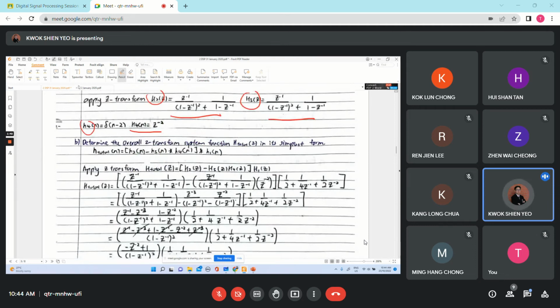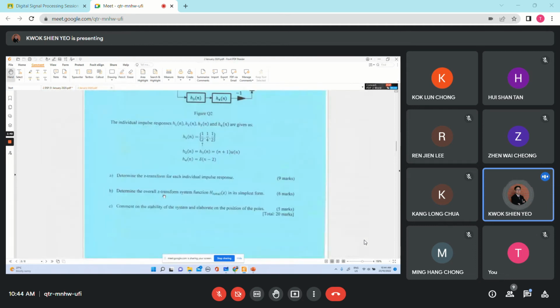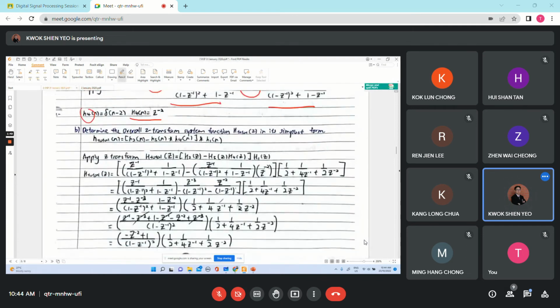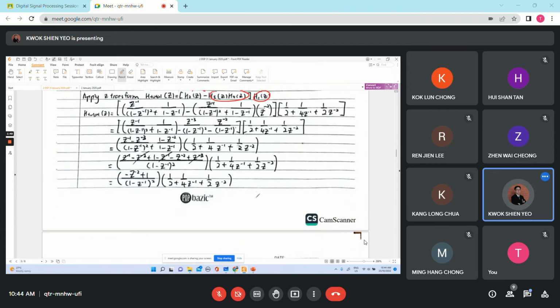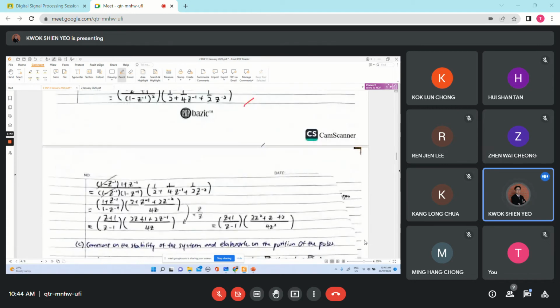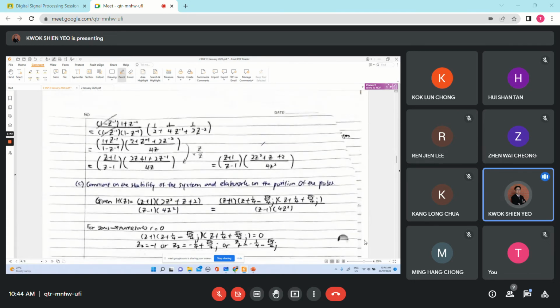So that's what the question asked: determine the individual impulse response. Then the overall Z transform of the system. So this is H total Z. This one multiply, minus, then multiply by H1. How about H4? 1, 2, 3, 4, it's all there. So you do some algebra, then you got something. I don't check the algebra now. So let's say you got this.